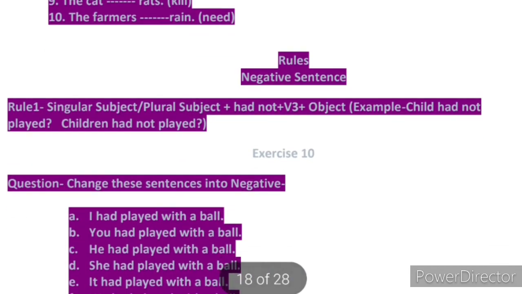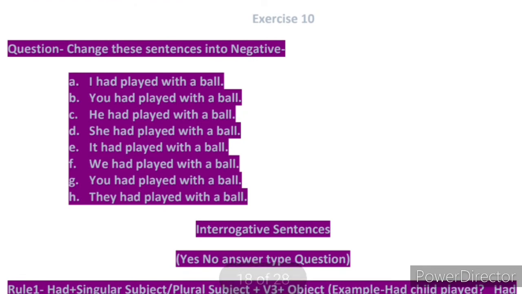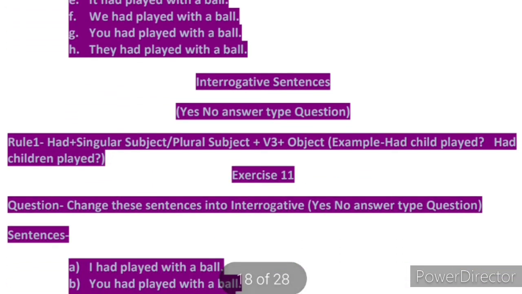So next, negative sentence, rule for negative sentence. Rule 1, singular subject or plural subject, we will just add not. So singular subject, plural subject plus had not plus V3 plus object. For example, child had not played, children had not played. Some examples are I had played with the ball. Answer, I had not played with the ball. You had played with the ball. You had not played with the ball. Next will you are supposed to solve.